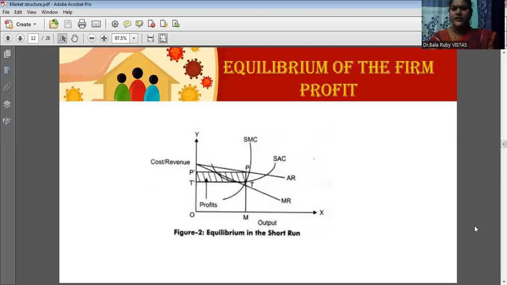Then you draw this marginal cost curve. Marginal cost curve should pass through the minimum point of the average cost curve. Now you identify this equilibrium point when MC is equal to MR. So the marginal revenue curve and marginal cost curve intersect at this point. So this is the equilibrium point. So you draw a perpendicular line to the x-axis and you extend this line up to the average revenue curve. So OP dash is the average revenue, OT dash is the average cost. So the profit is T dash T P P dash.